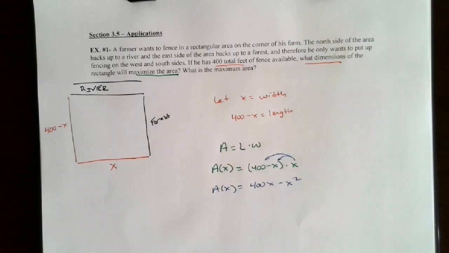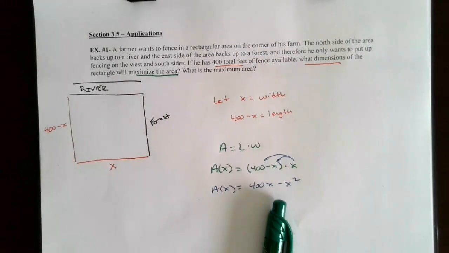Now we're asked to find the dimensions that will maximize the area, and find the maximum area. So if this is the area formula, to find the dimensions that maximize it, I really want to find the derivative and find the critical values of this function, and then determine if those critical values give us a maximum or a minimum.